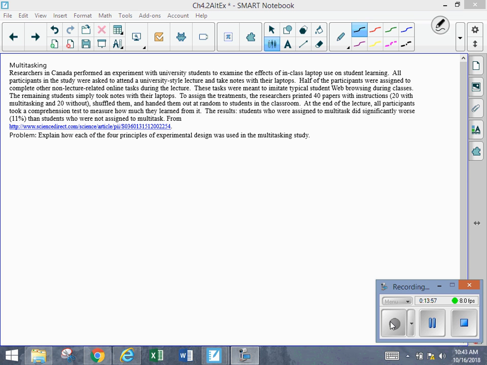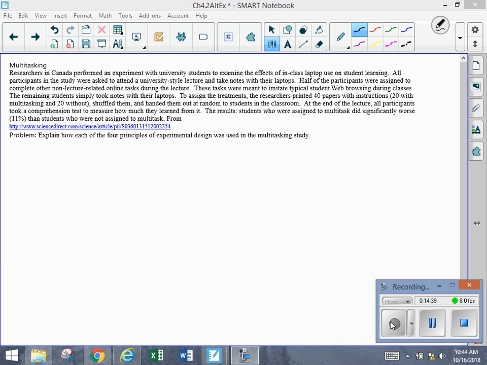Some are also supposed to take notes, but they're also given some side tasks to do while they're taking notes. They're supposed to simulate web browsing, right? Because if you have a laptop and Wi-Fi in front of you, and you get a little bored, you just might be tempted to surf the internet, right? So they're trying to see, and then they give them a comprehension test at the end, and see how they did.